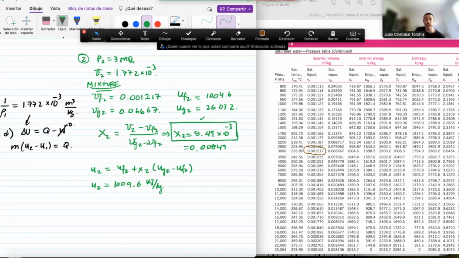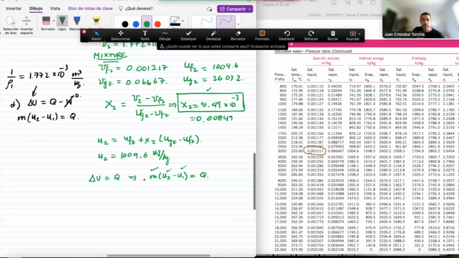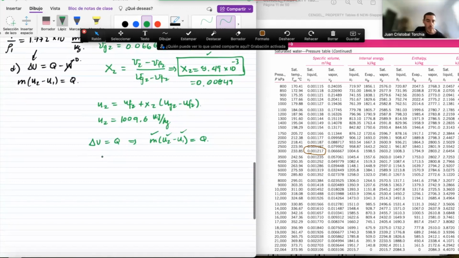Now, if you want to calculate heat, I'm going to write it again. Delta U equals Q. This is m times (u2 minus u1) equals Q. I can put this one in, and this one I already have from the start. This is the total mass. This was m1, which is exactly the same as m2.